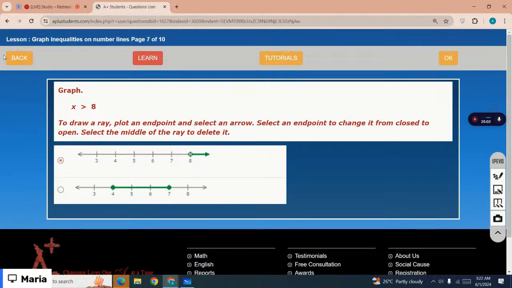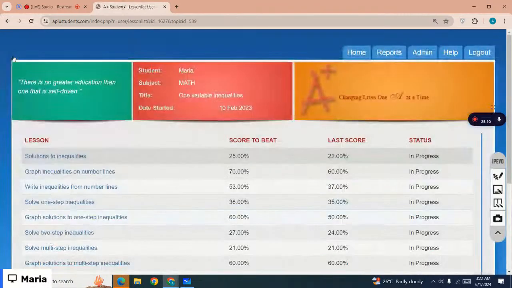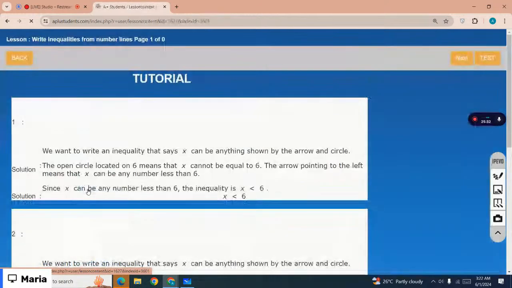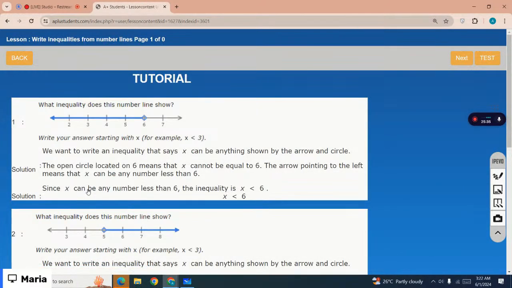Okay, you can complete the lesson by yourself later today. So let me just move on to the next lesson. The next lesson is write inequalities from number lines. So now you are given the number lines. You have to understand the number line and you have to write down the inequality, right? Let's start with the first example.